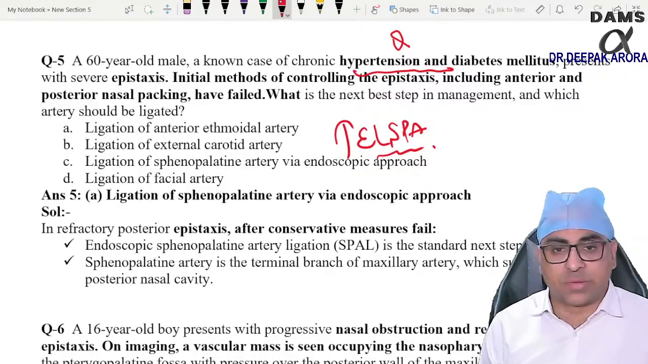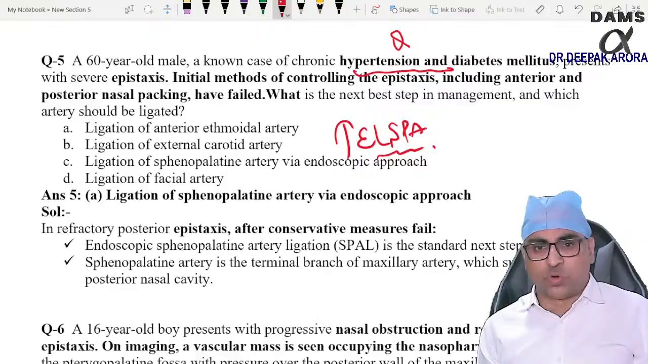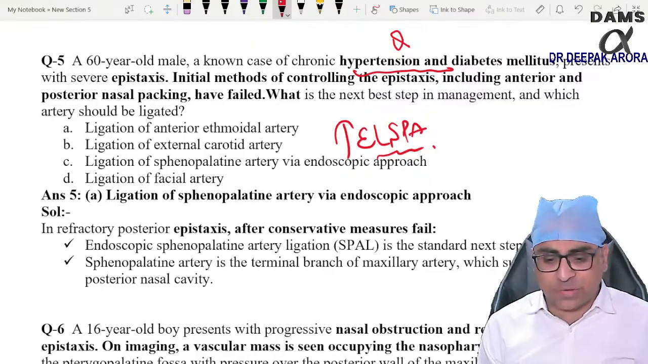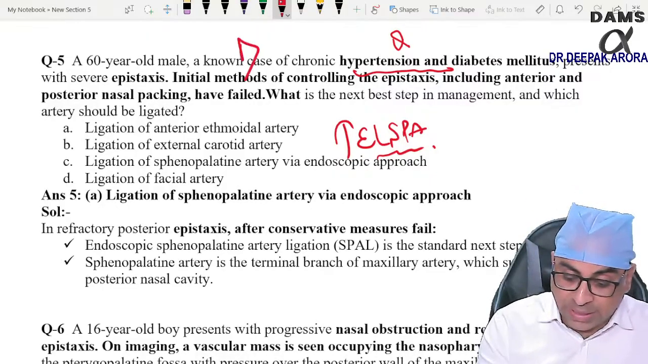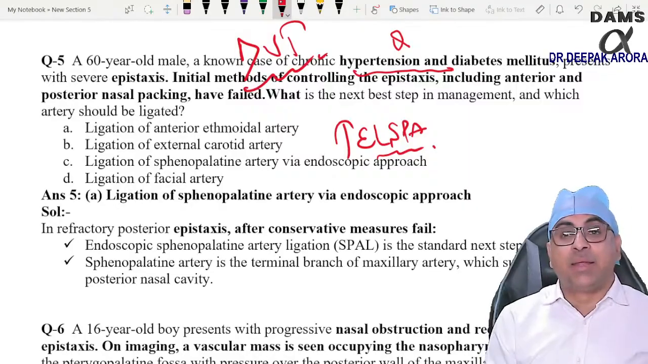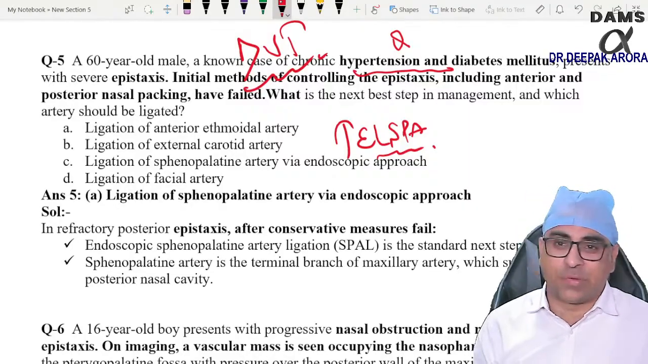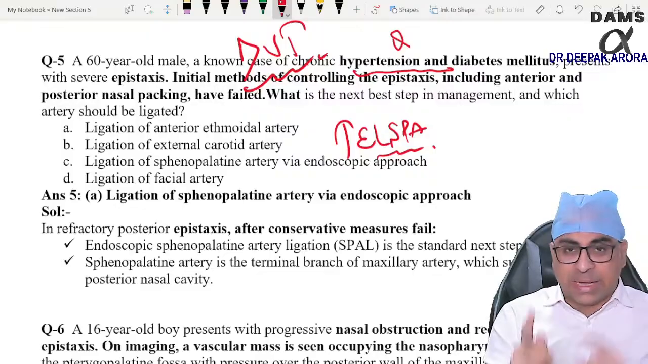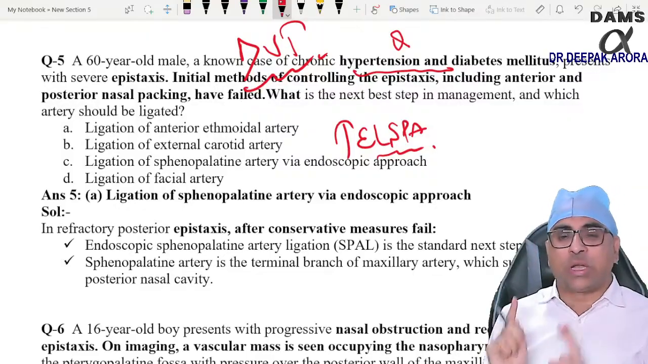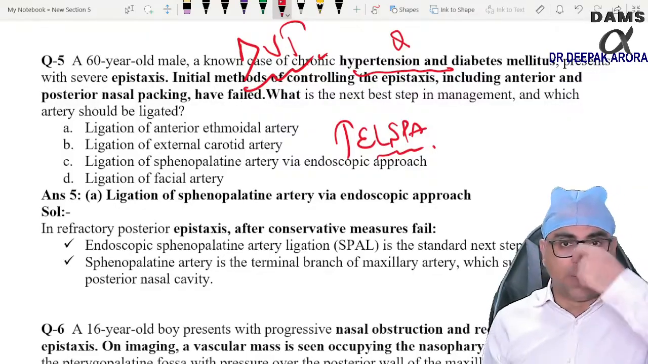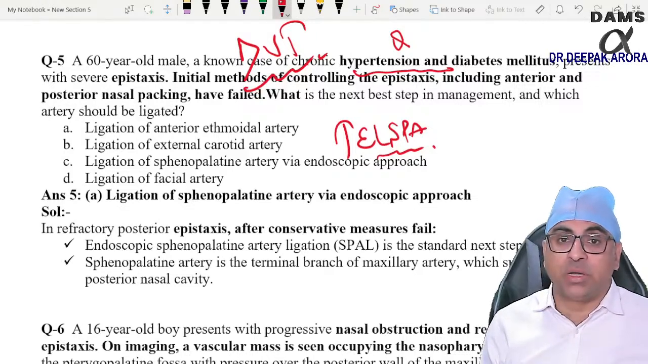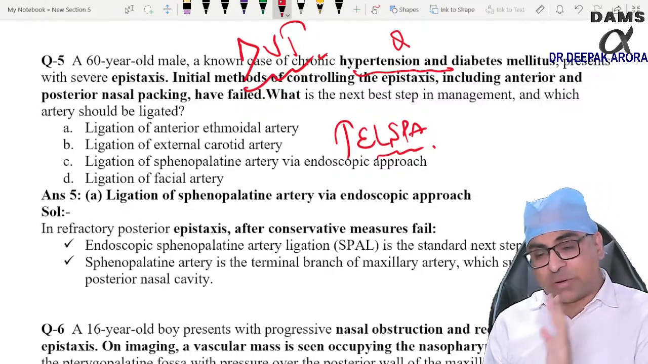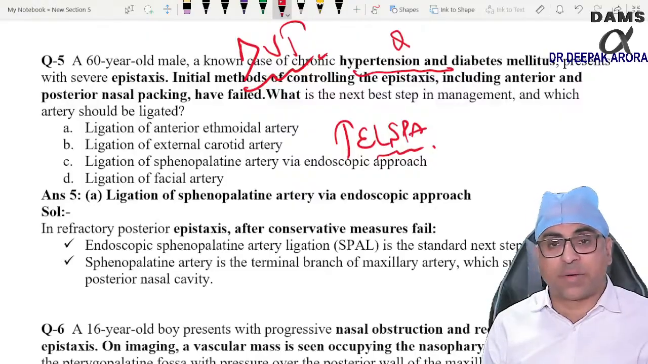Clear? So in this, I hope there was no query. Epistaxis is mandatory. Even in the DVT, I highlighted this point. Okay, last year they asked you polyps. This year they will ask you epistaxis, either Trotter's method or TELSPA. What is Trotter's method? Pinch the nose, spit out the blood. Trotter's method. TELSPA, transendoscopic ligation of sphenopalatine artery.